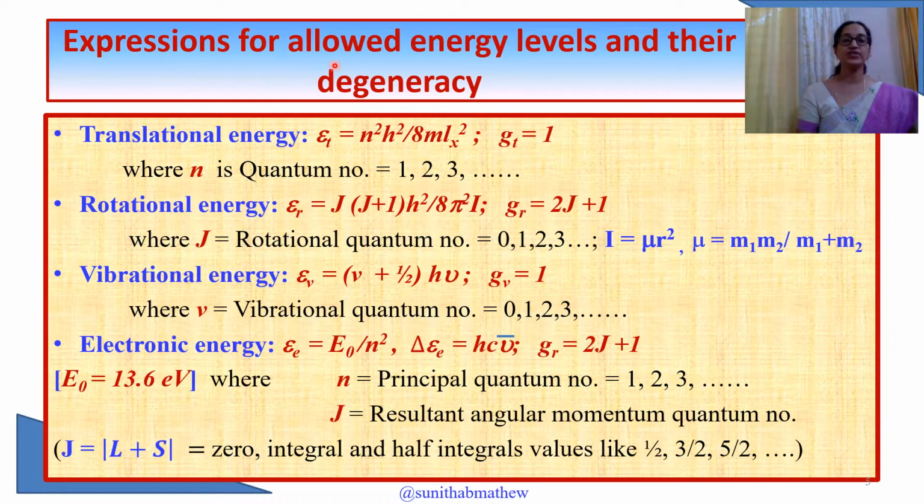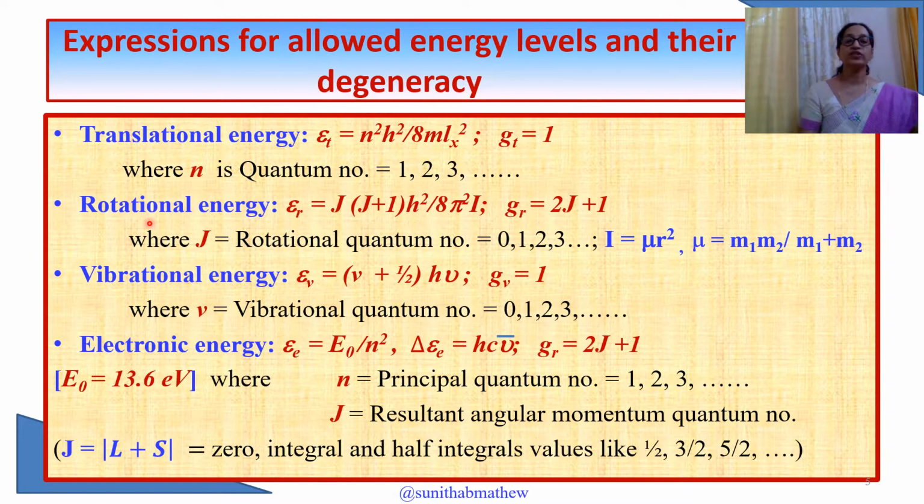Now let's see the expressions for allowed energy levels and their degeneracy. We know that in quantum mechanics, when we solve the Schrodinger wave equation for different systems, we get the expressions for energy levels. When we solve the Schrodinger wave equation for a one-dimensional box, we get the expression for translational energy, that is given by Et is equal to n square h square upon 8m Lx square, where n is the quantum number and has values 1, 2, 3, etc. Here n cannot be equal to 0. m is mass of particle, Lx is the dimension of the box, h is Planck's constant in all the cases. Here the degeneracy is equal to 1. The energy levels are non-degenerate.